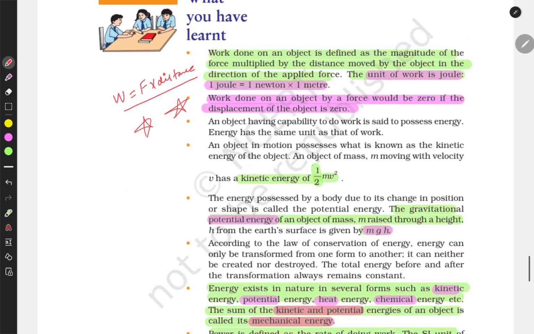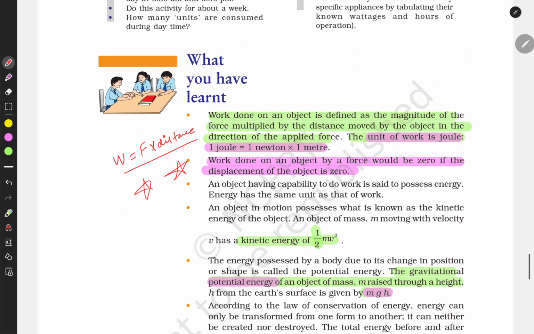Okay, we have finished the chapter. Let's revise it quickly. The work done on an object is defined as the magnitude of the force multiplied by the distance moved by the object in the direction of the applied force. The unit of work is the joule, and the joule will be force into displacement, Newton into meter. Newton meter will be its unit.